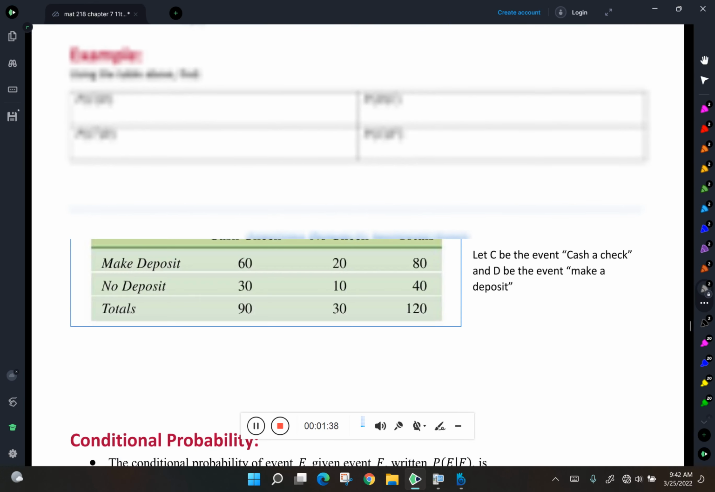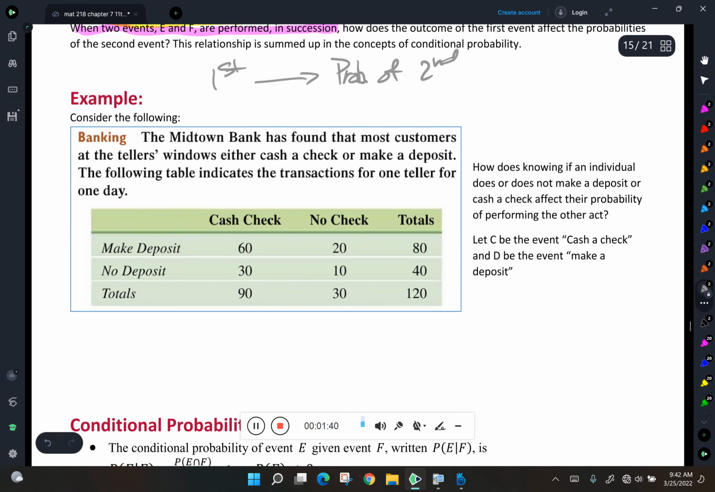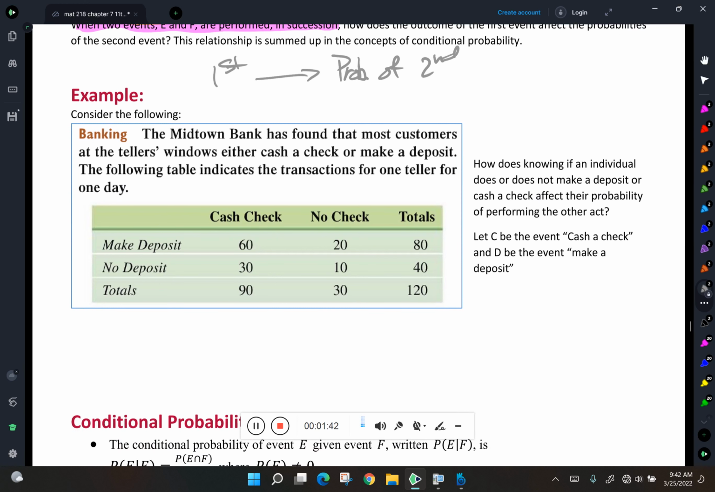All right, so the first example we're going to take a look at for conditional probability is this one. This is an empirical conditional probability because we have data. So what we have here is a table of data. The Midtown Bank has found that most customers at the teller's window either cash a check or make a deposit. And the following table indicates the transactions for one day.